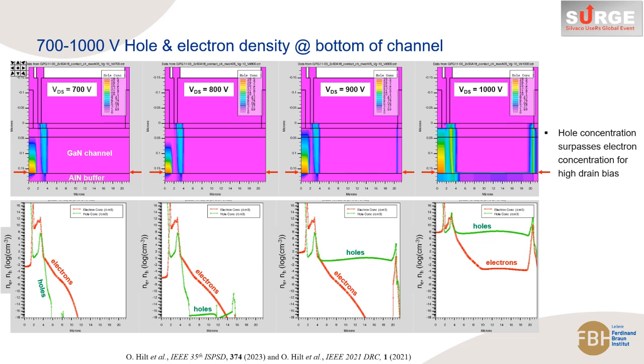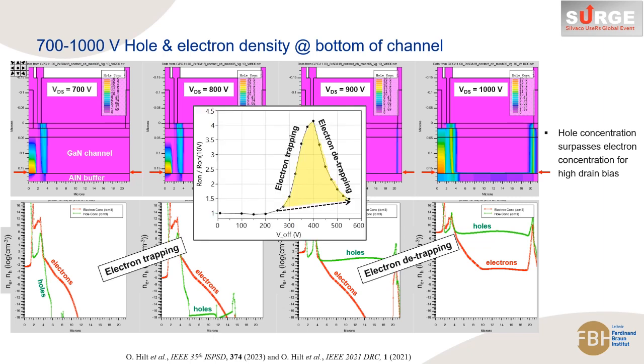Looking into the carrier's concentration balance at high drain voltages, we can see the following. In the lower drain voltage regime, the electrons are the majority carriers. With the increase of the impact ionization generation, the hole concentration increases and suppresses the electron concentration. Electron majority at the GaN aluminum nitride interface leads to strong trapping. A hole majority in the interface gives a path for detrapping.